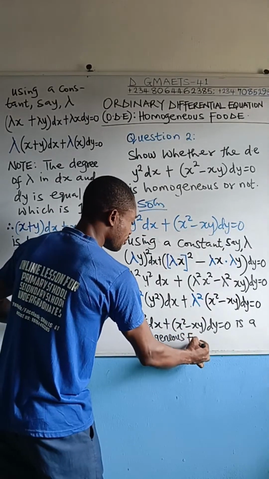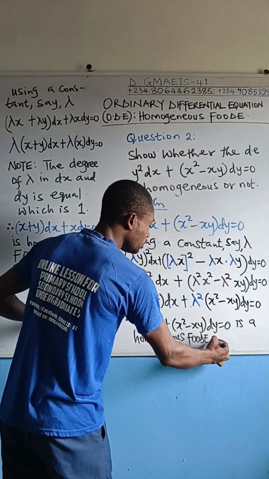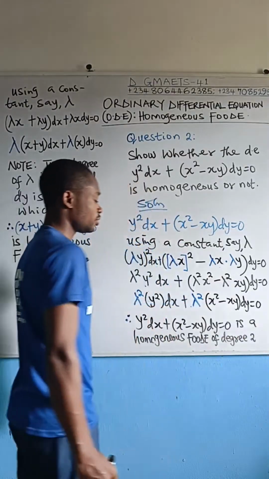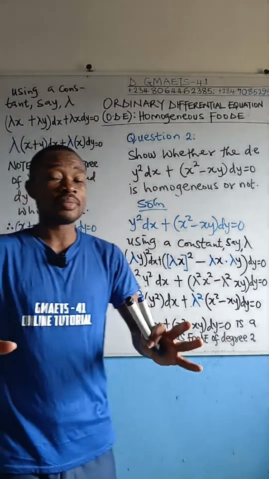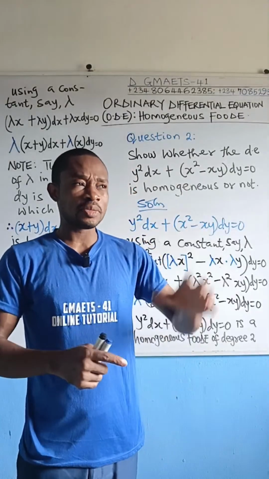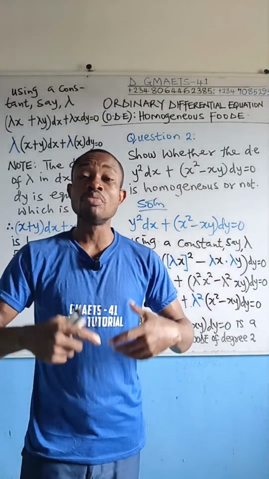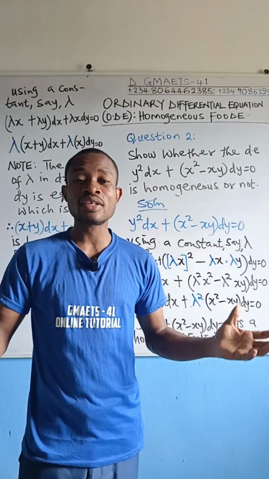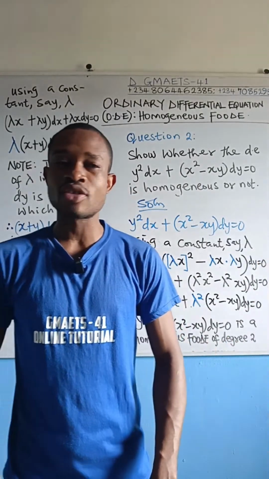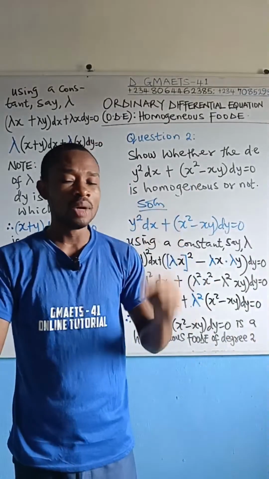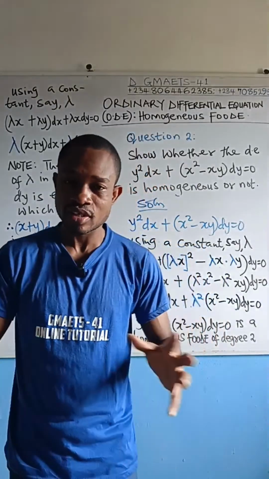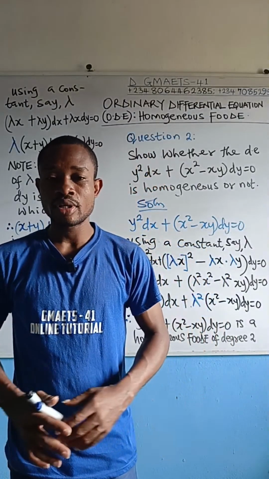First order ordinary differential equation of degree 2. Good. And let me tell you something. As long as you've been able to establish and identify that a particular differential equation is homogeneous of first order, the next step is to start solving. Because generally your examiner will definitely ask you to solve a particular homogeneous first order ordinary differential equation. You must solve when you are seated for an ODE examination.